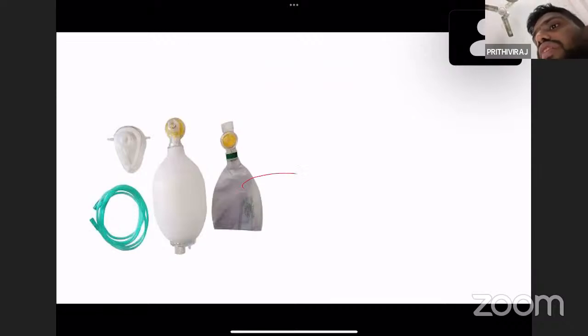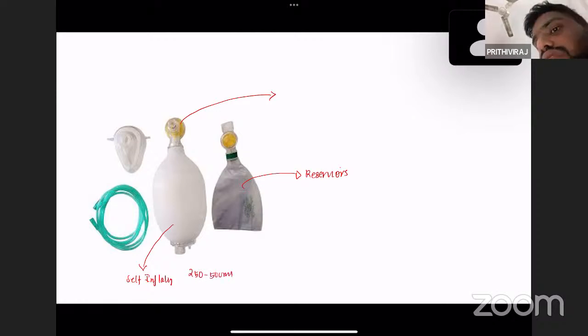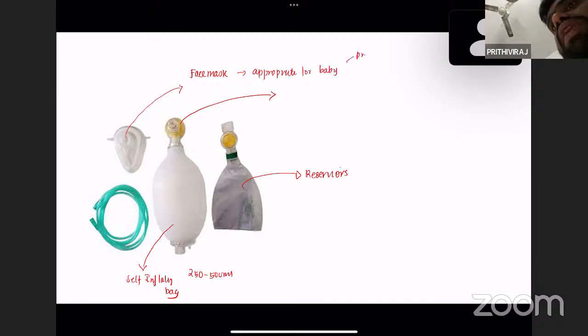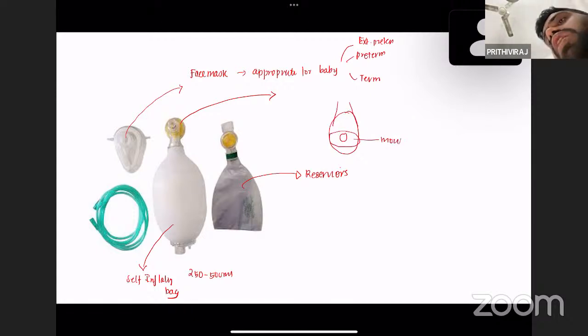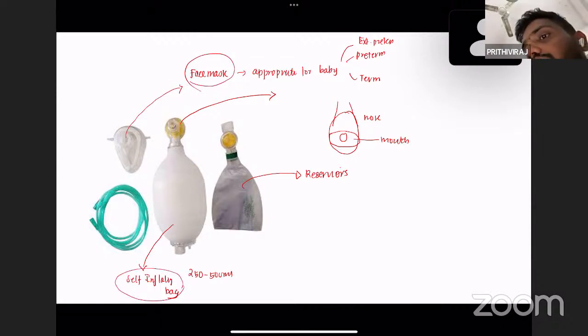This is the self-inflating bag. You see, this is a reservoir. This is your self-inflating bag. For neonates, we use a self-inflating bag of around 250 to 500 ml. This is your face mask. The face mask must be appropriate for the baby. It is different for preterm, extreme preterm, and term babies; the size must be checked. It must only cover the mouth and the nose. It should never cover the eyes. So the face mask, then your self-inflating bag of volume 250 to 500 ml.